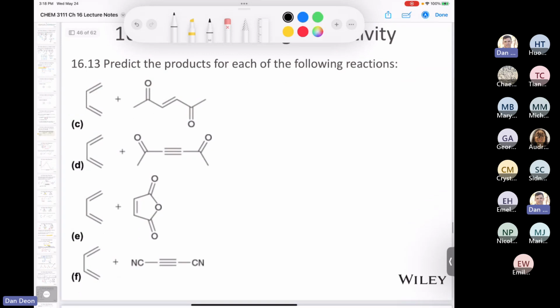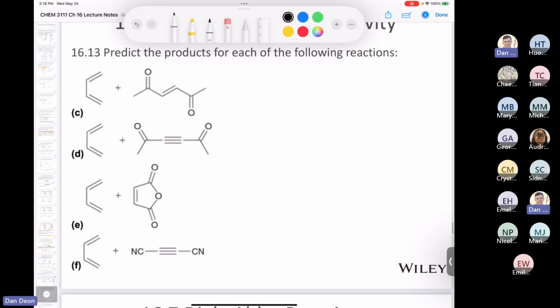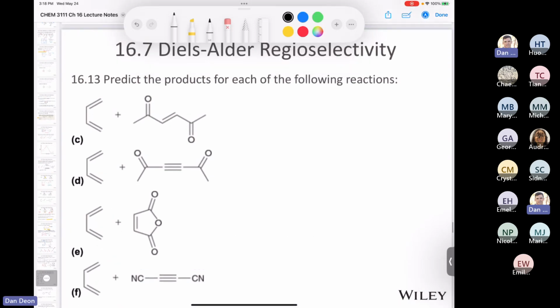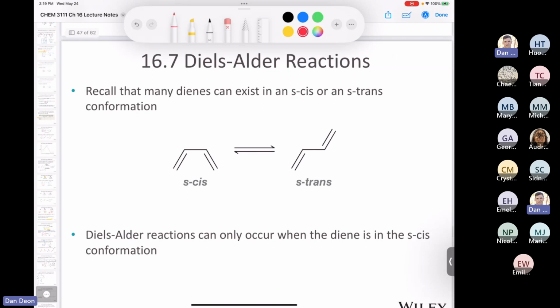All right, so with all that in mind, it says predict the products for each of the following reactions. We got a whole host of dienes and dienophiles here. I just want to check one thing here. Oh, I think we can't do this yet, okay? I'm going to write here "later" because we haven't covered all the rules yet. Sorry, I put this slide too early. Okay, I have to show you a couple more concepts.